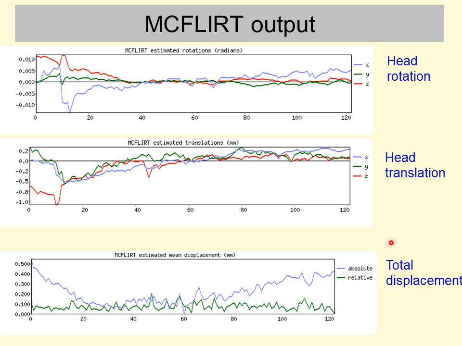Now the bottom plot is actually the most useful one generally. It's the total displacement plot. So rather than looking at the 6 degrees of freedom separately, we're just looking at a total motion of the head, ignoring the actual directions in which that occurred.